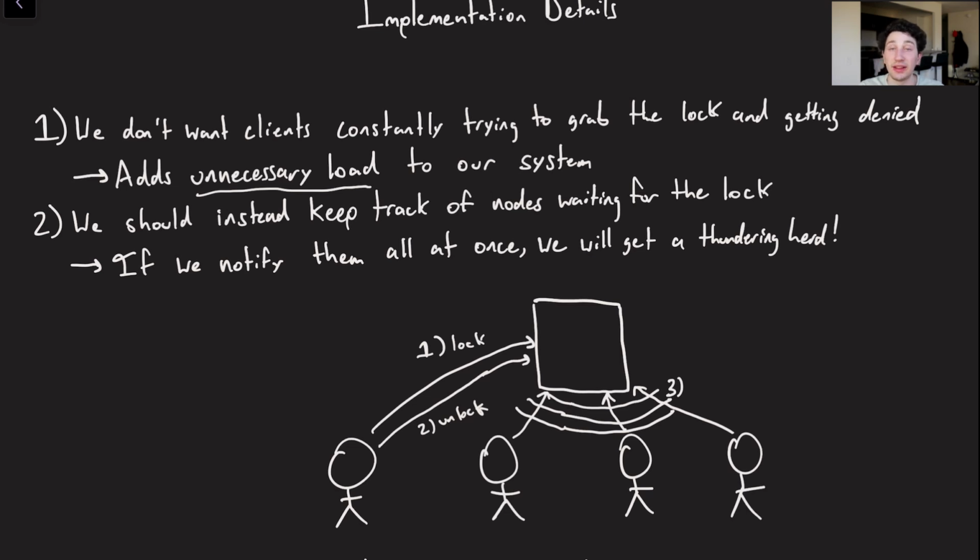So what we should instead be doing is using something like a server-side push, right? We want to keep track of all the nodes that are waiting on a particular lock, and when it becomes available, we can go ahead and alert them that the lock has become available.